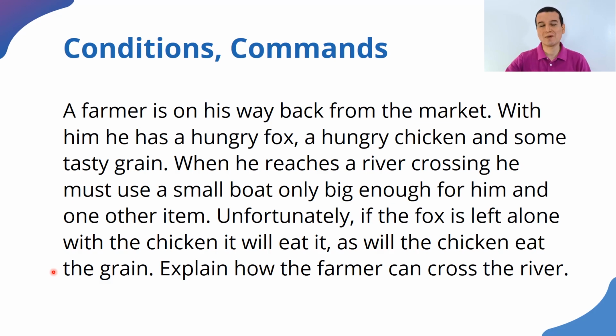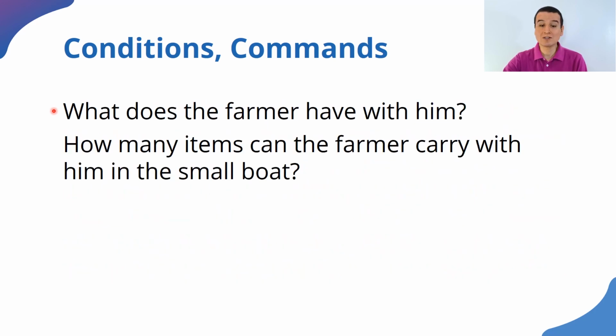You may know about the riddle, but this is going to be a good exercise for us to learn more English. Let's make sure that you understand the basic information about this passage before we move on. All right, let me ask you, what does the farmer have with him? He has a fox, a chicken, and some grain. Good. How many items can the farmer carry with him in the small boat? Only 1 at a time. Him and 1 more. All right.